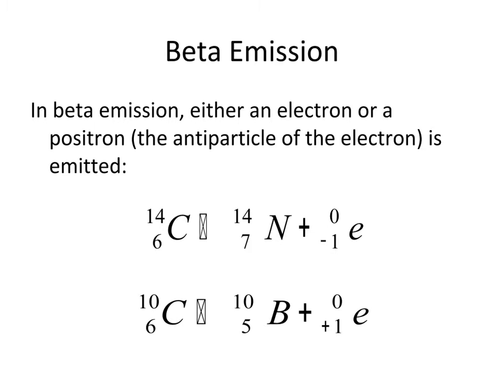In beta emission, we have either an electron or a positron emitted, and a positron is the antiparticle of the electron, so it has the same mass as the electron, but it has opposite charge. Again, these should be arrows, like so. We'll fix those.